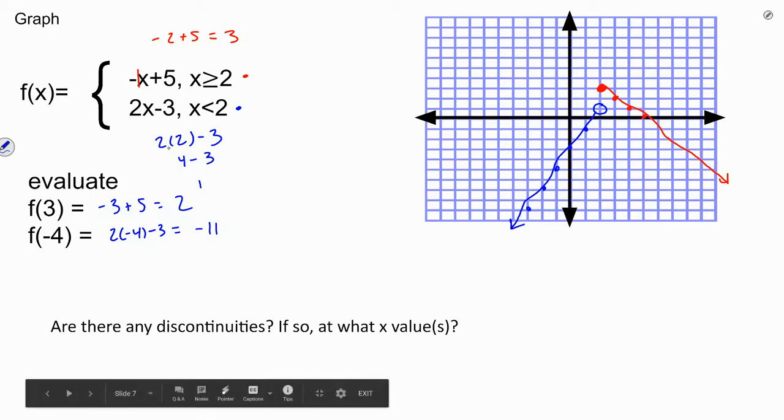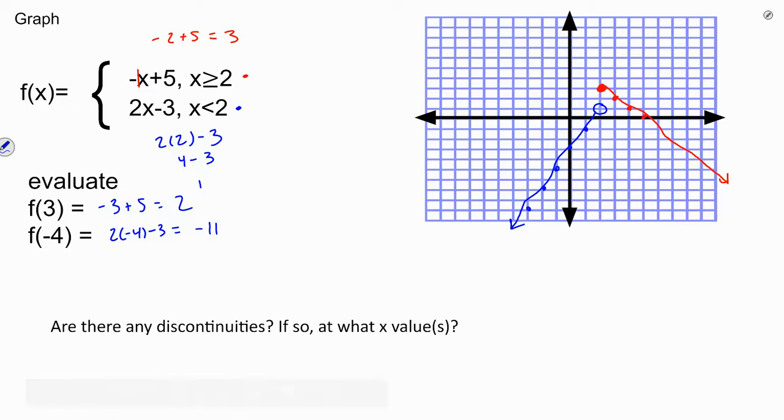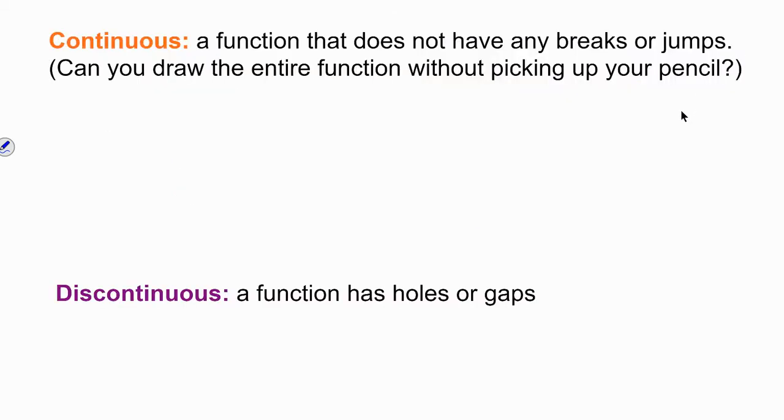Now, this word discontinuity, so you have this question here, are there any discontinuities? Well, the answer to that question is yes, but let me explain what a discontinuity is. So a graph is continuous or discontinuous. A continuous function is a function that doesn't have any breaks or jumps. Now there are way more specific definitions when you get into calculus, but we're going to keep it pretty straightforward for right now. So the short way you can determine whether something is continuous is you ask yourself the question, can you draw the entire function without picking up your pencil?